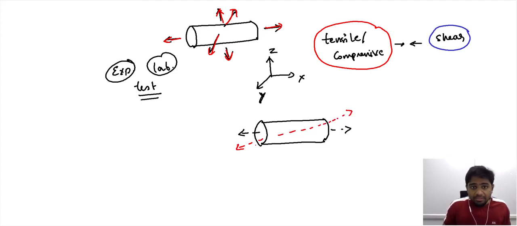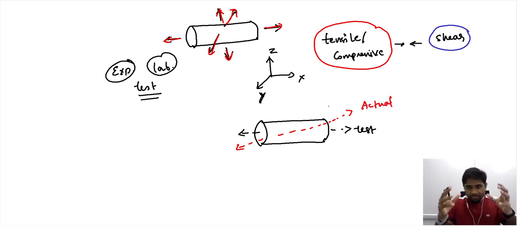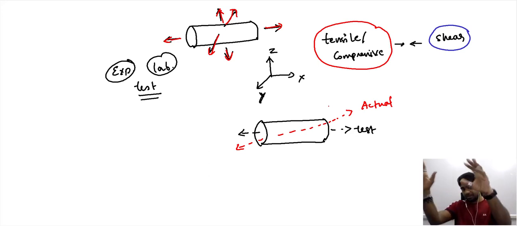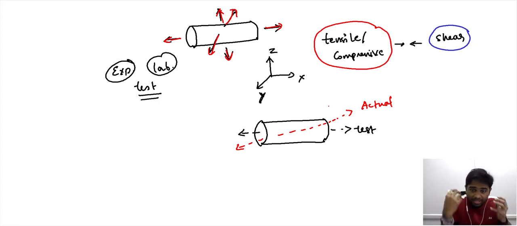While the black axis represents the test condition, the red one represents the actual direction along which the sample we are considering is about to experience load in the application. So let me repeat. The black represents how you test the sample in a laboratory setting, and the red one is the actual loading direction in a given application. Okay, so I hope you are able to make that difference.